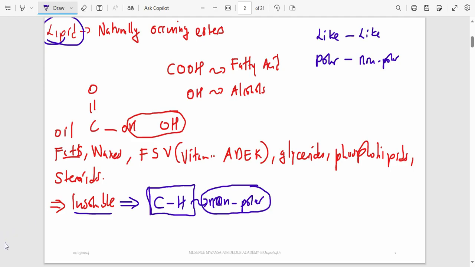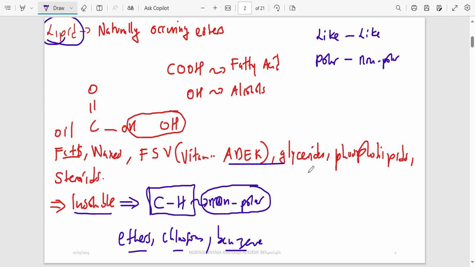So lipids can be dissolved in non-polar molecules or organic solvents. Organic solvents will include things like ethers. That's where we can dissolve them. You also have chloroform, and apart from chloroform, also benzene. So you can dissolve lipids in these liquids because these liquids are organic. They also have parts which are non-polar. That is very important. Now, let's talk about the functions.